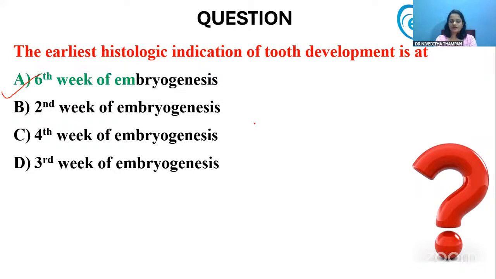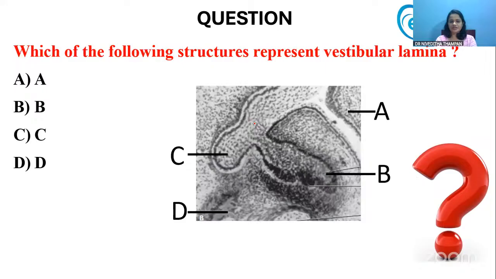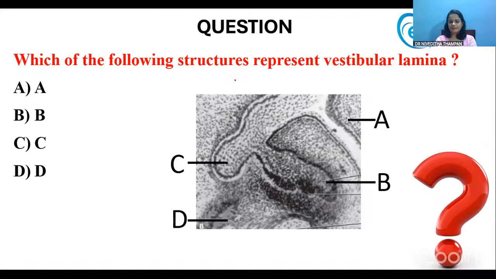All right. Next. Which of the following structures in the image represents the vestibular lamina? Remember, dental lamina is usually seen at the inner or lingual region, whereas vestibular lamina will usually be seen at the labial or the buccal region. Is it A, B, C, or D? C. Yes, you are right, doctors.